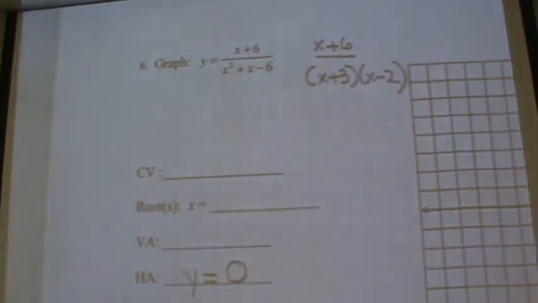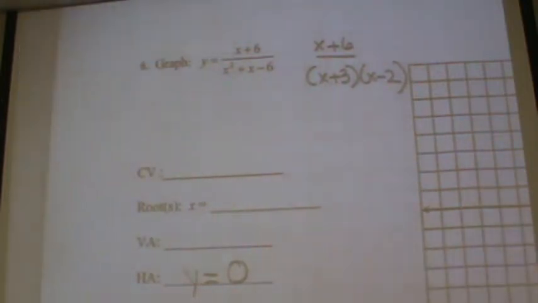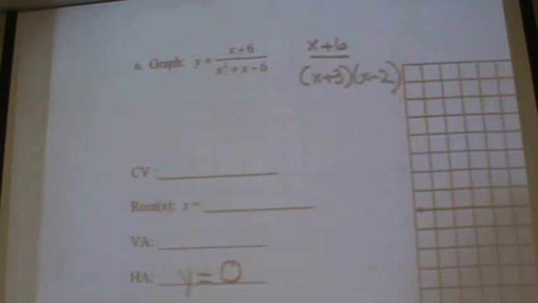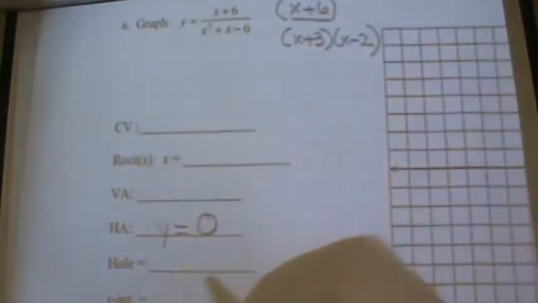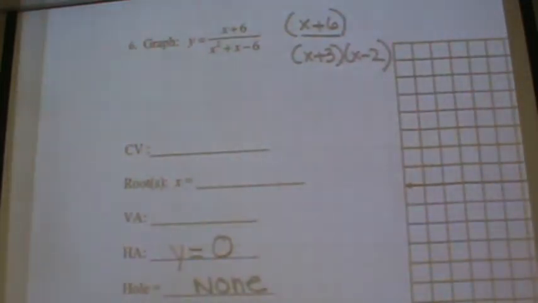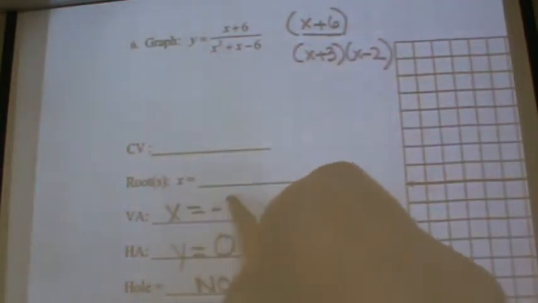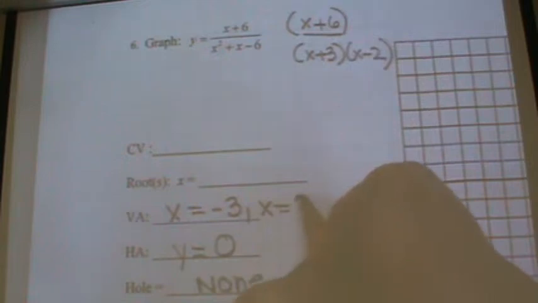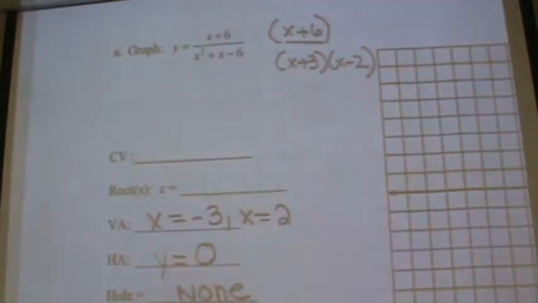Okay, factoring it is x plus 3, x minus 2. Is there any holes? Positive 3, negative 2. So is there a hole, you guys? No. What else? You tell me. What are the vertical asymptotes? Negative 3 and 2.